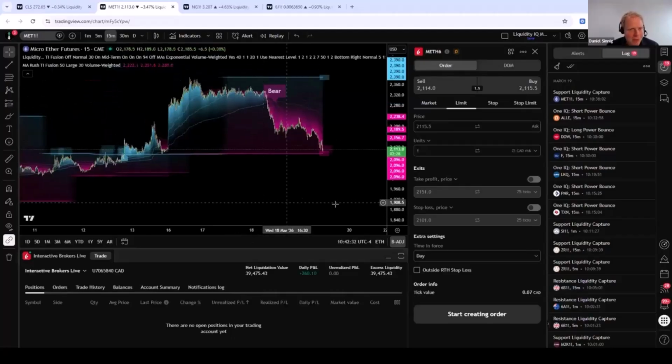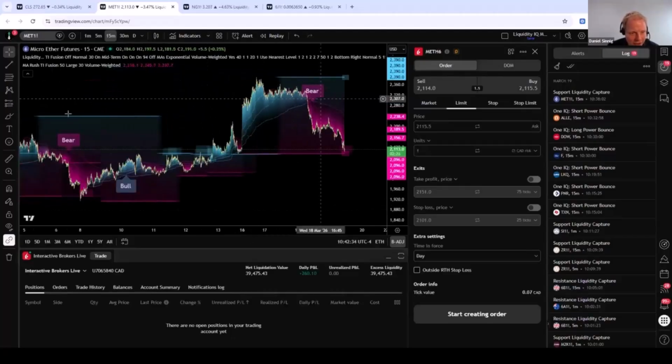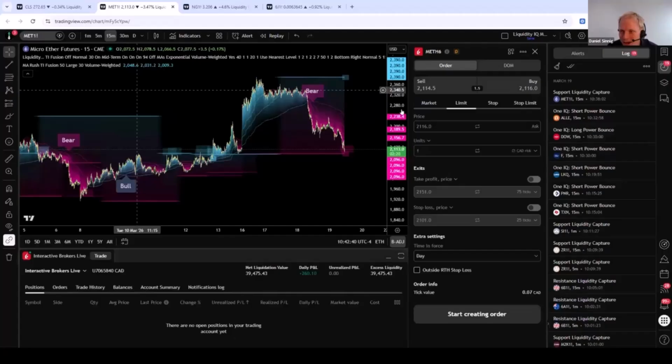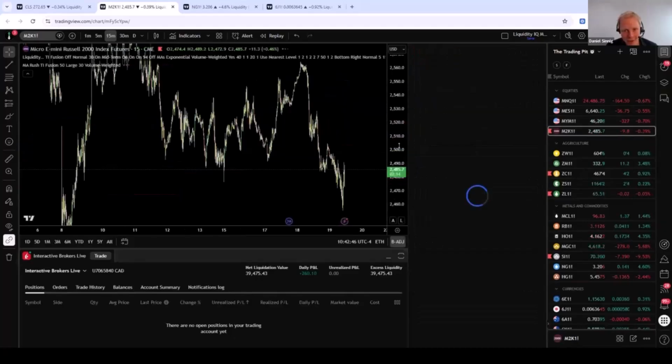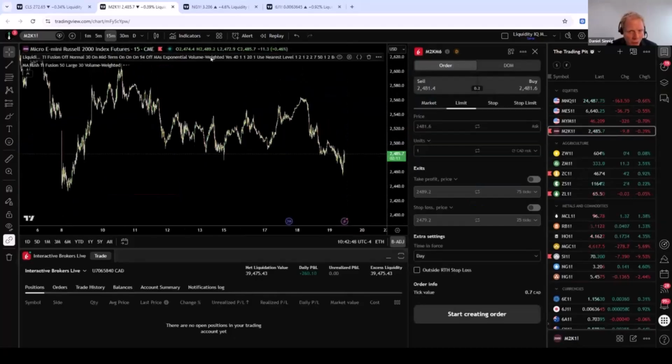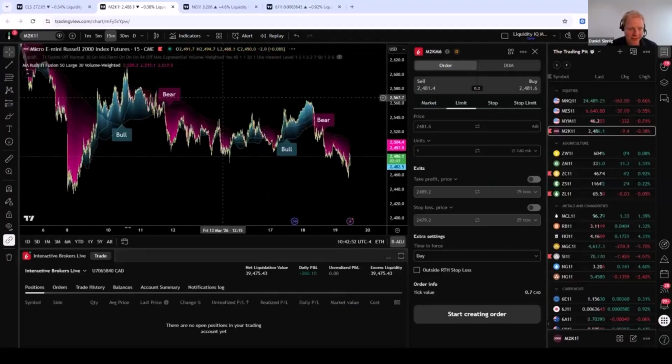Okay. Now let me talk a little bit about this indicator that you see on the chart here. It's called MA Rush. It's another indicator which is always on my price chart. How does this one work? Let's go to the Russell, because I want to show you something. So M2K, the micro Russell future. I'm going to hide real quick the other indicator, Liquidity IQ, on the chart. What do we see here?